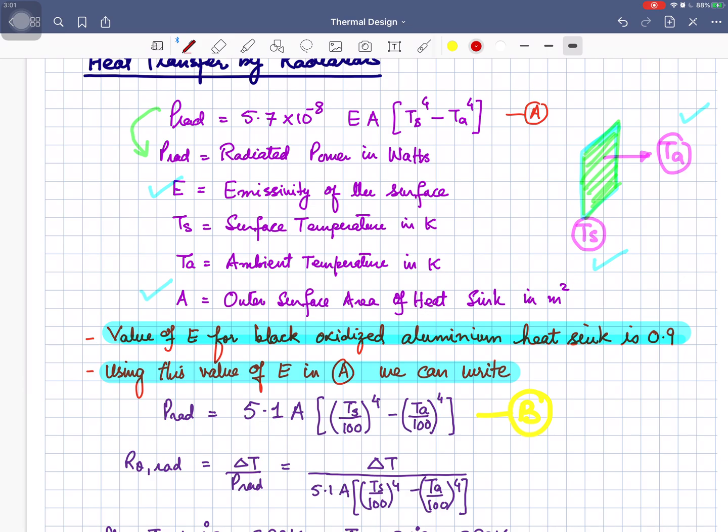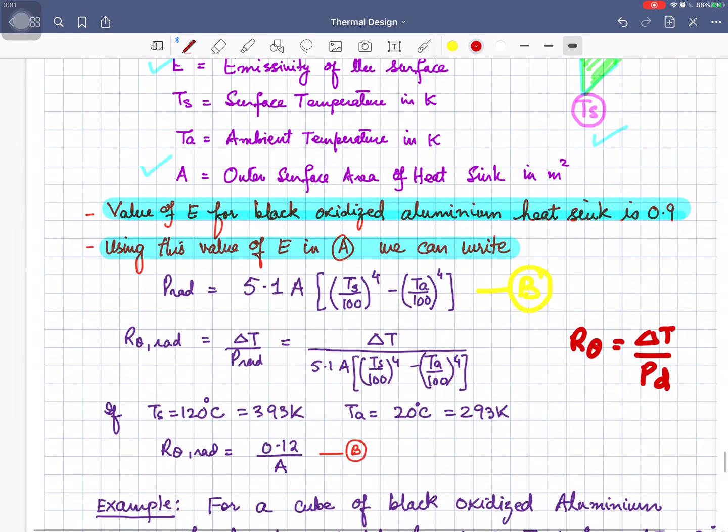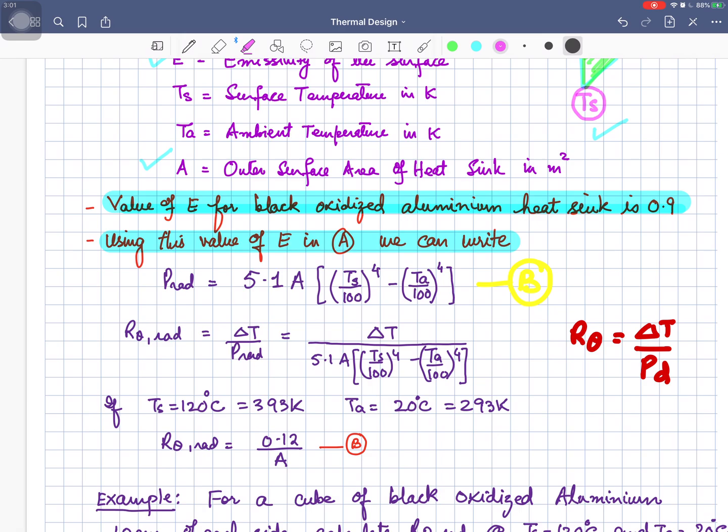Now, as we have discussed in one of our previous lectures, the thermal resistance R theta is equal to delta T over PD. Delta T is the temperature difference and PD is the heat flow in terms of watts. So using that, I can say that theta radiated, the thermal resistance for the radiated heat, is delta T over the power that is radiated. So delta T divided by 5.1 into (Ts by 100) power 4 minus (Ta by 100) power 4. That is from this equation.